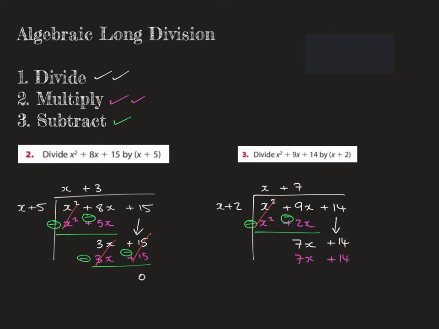The last step is to subtract. So I'm going to draw my line, change my signs. And if I subtract them, 7x take away 7x leaves us with nothing. 14 take away 14 leaves us with 0. So you can see there that we did 2 full cycles. The first cycle finished when we got this. The second cycle finished when we got 0. And again, just to reiterate, what we're after finding is that x plus 7 is a factor of x squared plus 9x plus 14. In other words, it divides into this evenly.